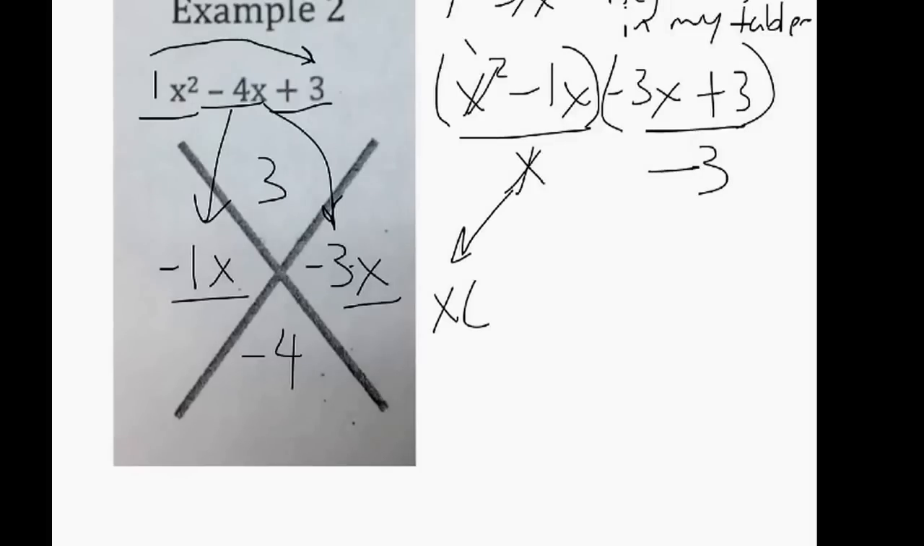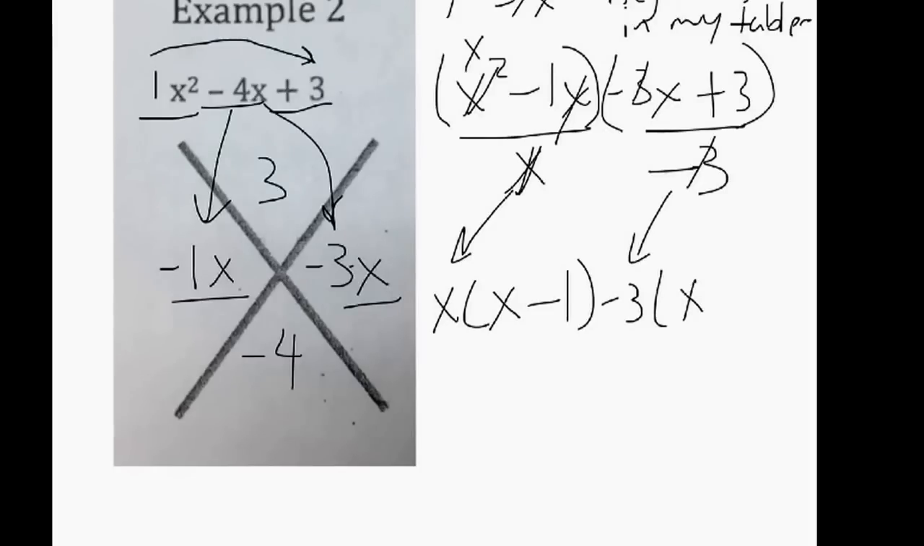X goes into x squared and leaves us with x. X goes into 1x and leaves us with just minus 1. Negative 3 divides into negative 3 and leaves us with, first I pulled the negative 3 down here. Negative 3 goes into negative 3 and leaves us with positive 1x.